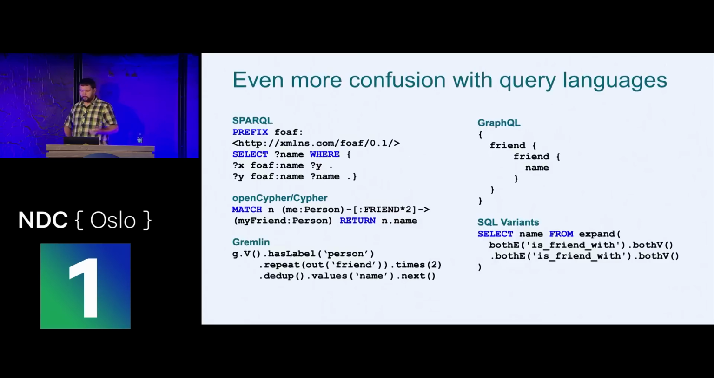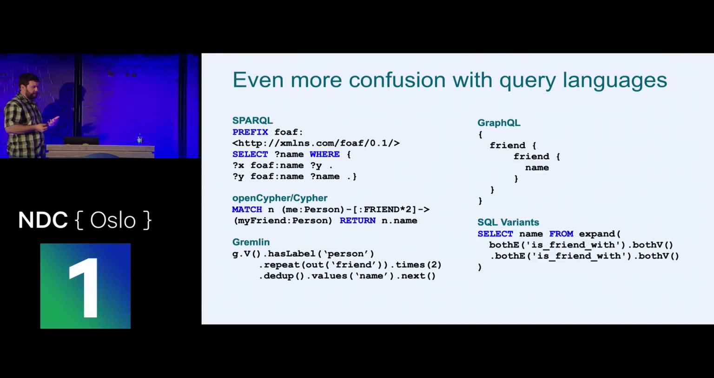But what's even more confusing is query languages. One of the things I attribute to some of the immaturity in the space is the fact that there isn't a single query language for graph databases. There are many query languages for graph databases, and many graph databases support more than one query language. So it gets very complex.